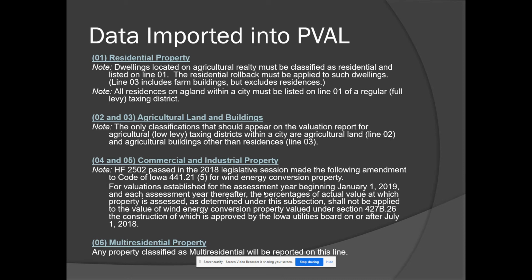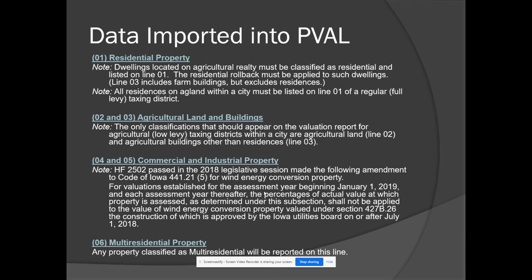Residential property is going to be reported, and just as a note, dwellings located on ag land are classified as residential and listed on line 1, and they get their residential rollback. Line 3 includes farm buildings, but not residences. So that's just a caveat to keep in mind. Residences on ag land within a city must be listed on line 1 of a regular tax district.